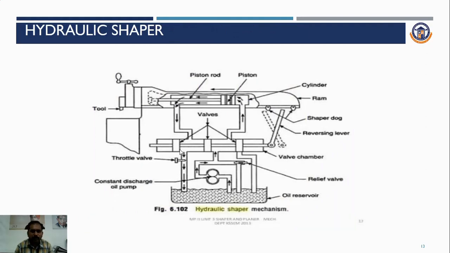Then we are going to see the hydraulic drive. In the hydraulic drive, there is no mechanism at all, only a piston and cylinder arrangement. The oil will be sucked on one side and sent to the other side, pushing it in the forward direction. Then the oil will be returned to the sump, and the ram will retract to the original position. The ram will be moved in forward and backward directions.